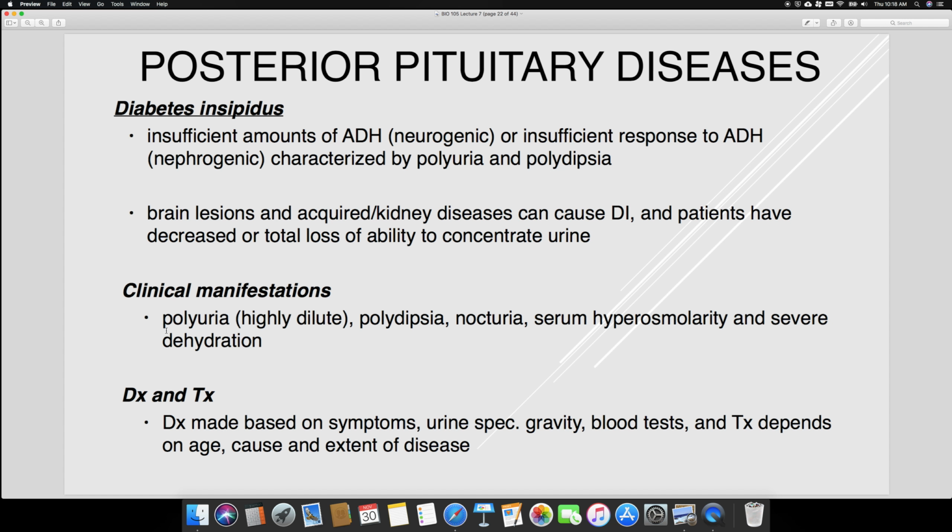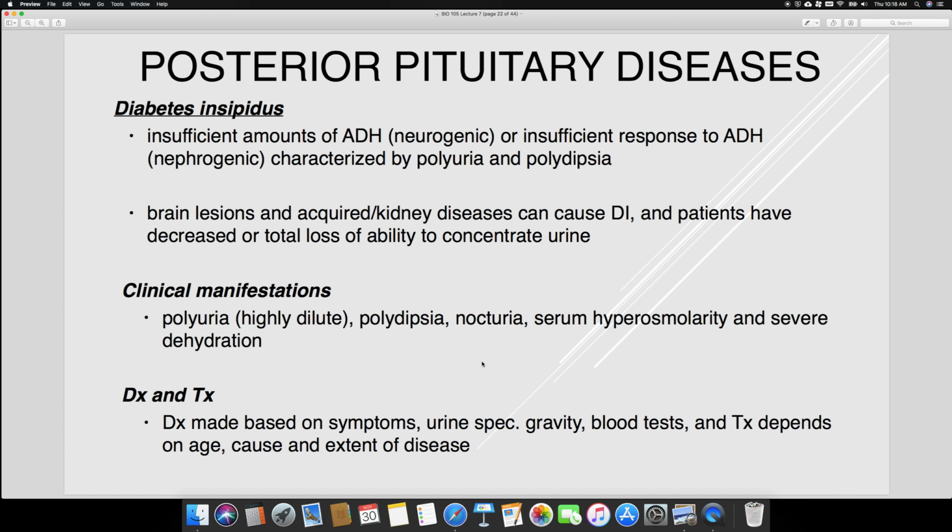So clinical manifestations, as I said, polyuria and polydipsia. The urine will be highly, highly dilute. Nocturia, getting up to go to the bathroom. Serum hyperosmolarity, so as you're losing water, the relative concentration of the solutes in the serum will increase, so you'd expect hyperosmolarity, and dehydration, typically pretty severe.